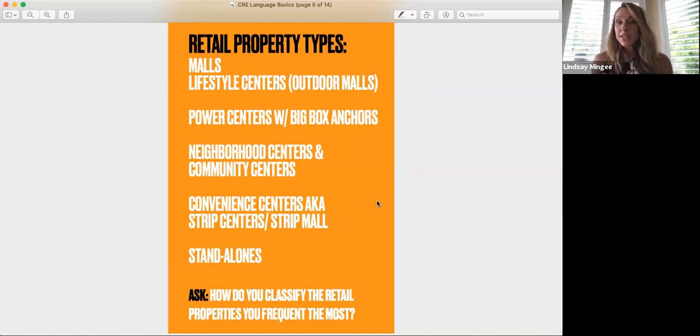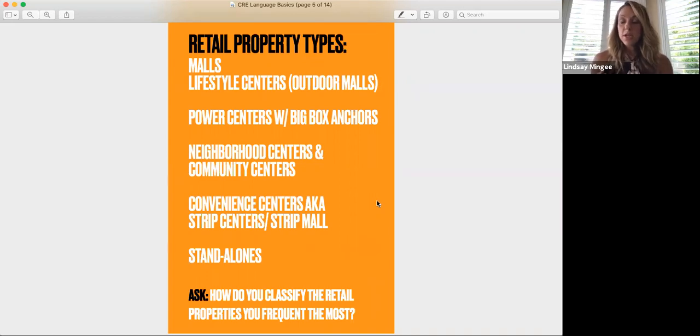Now, neighborhood centers are what are in most of our neighborhoods, right? They do often have a big anchor that's typically a grocery store, right? You could still refer to that as a big box anchor, but it's smaller in size. You know, your Stater Brothers is probably smaller in size than, you know, the Target at the center down the street, right? Another term for neighborhood center is community center.